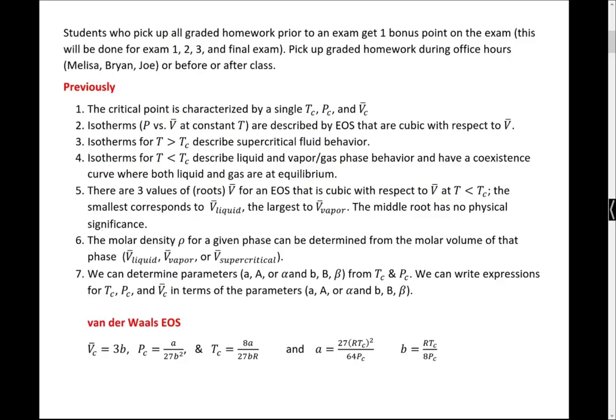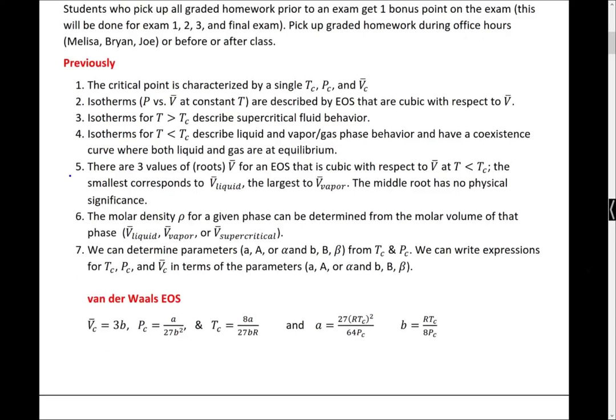And so that's why these equations of state are so important. Okay? All right. So the other side of this is when we look at these isotherms, what we find is that we can write them as cubic with respect to the molar volume. If we solve for the molar volume, we find that there are 3 different roots. Right? The smallest root corresponds to the molar volume of the liquid phase. The largest root corresponds to the molar volume of the vapor phase. And then the intermediate one has no physical significance.